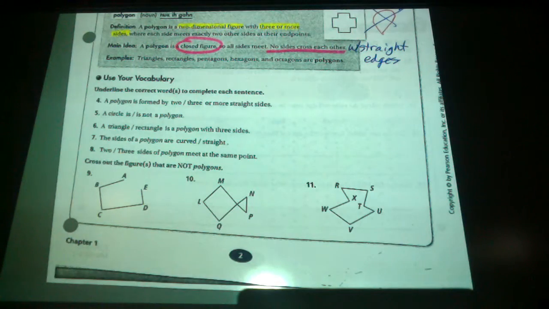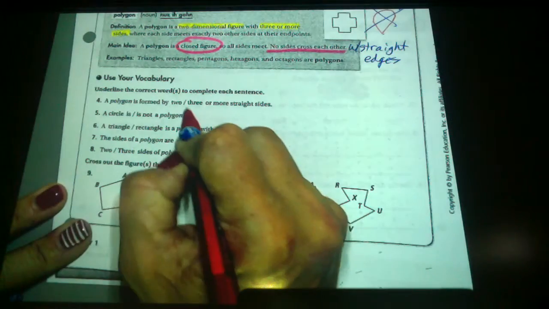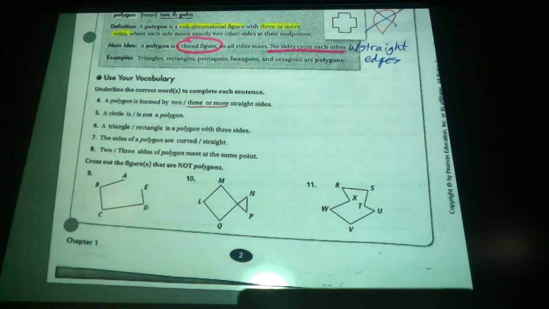All right, so here I want you to underline what you think belongs there. So in other words, on number 4, a polygon is formed by, is it 2 or 3? Okay. So underline your 3 or more, because that's technically what goes with it. 3 or more straight sides. And then go ahead and fill in the rest, 5 through 11.